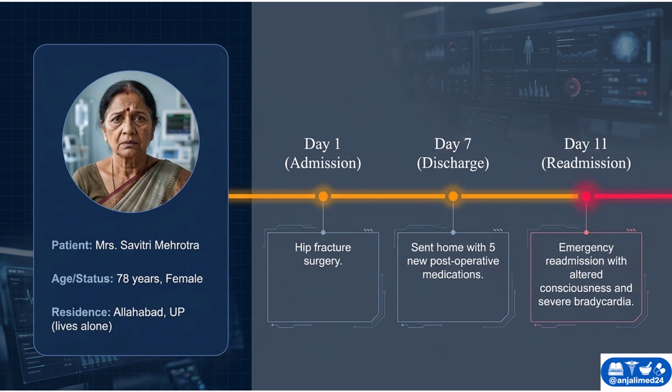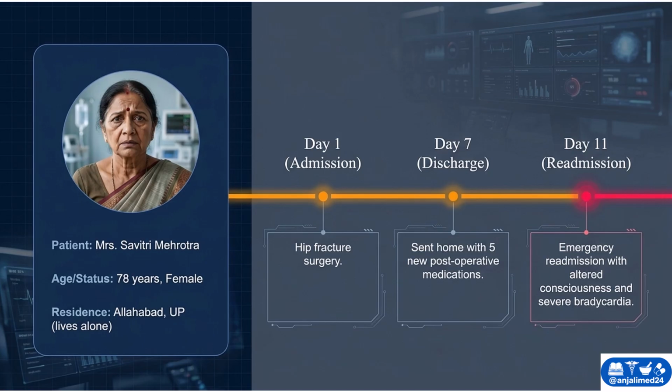On day 1, she was admitted for hip fracture surgery. The surgery itself was successful, and during hospitalization, several medications were prescribed for pain management, thromboprophylaxis, blood pressure control, gastric protection, and post-operative recovery. By day 7, she was discharged home with 5 new post-operative medications added to her existing chronic therapies. This is a critical transition of care point, one of the most dangerous moments for medication errors.